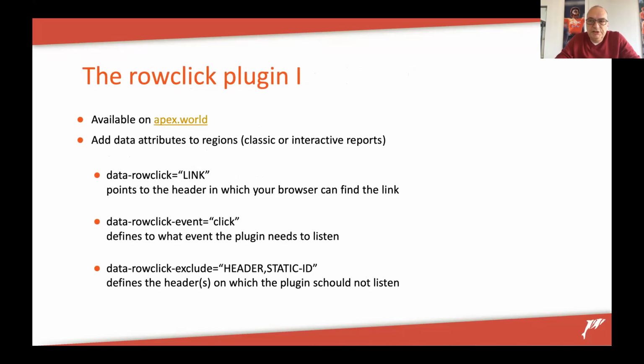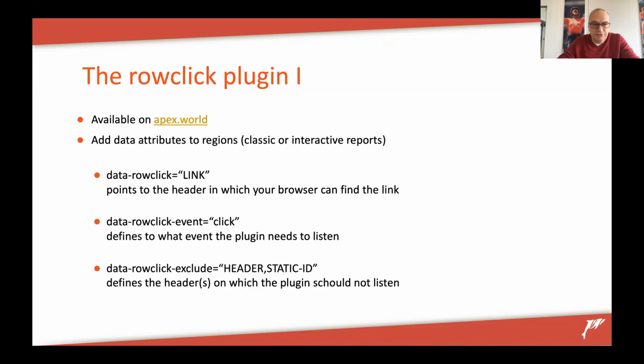On Apex World, I published a while ago a plugin that also uses the data attribute. So you install the plugin in your application. You add data row click equals link in this case, because you need to point it to a column. In this case, we're talking about a report. You need to point this out to a column where it can find the link. And in this case, the column name is called link.